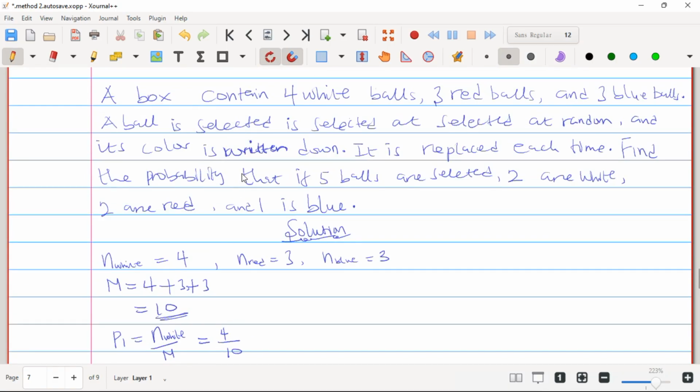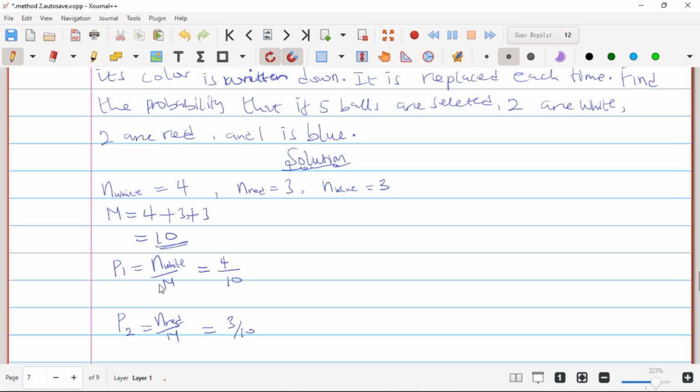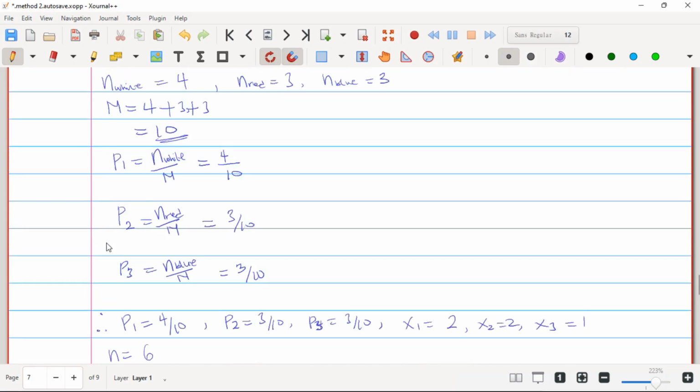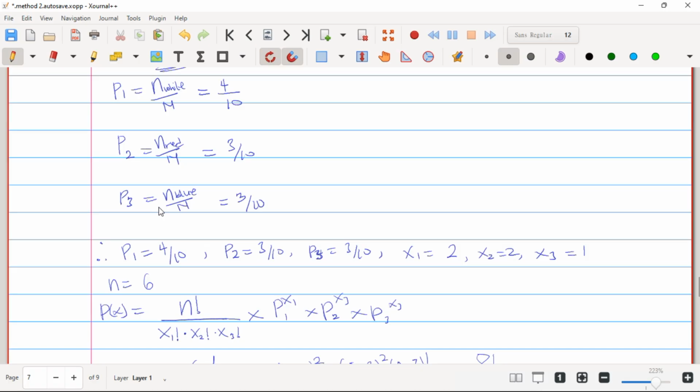If you want the probability for the white ball, that will represent P1. That will be the number of white balls inside the box over the total number of balls inside the box. So P1 will be 4 divided by 10. Then P2 will be the probability for the red ball, so it will be the number of red balls inside the box divided by the total number of balls inside the box, which is 3 divided by 10. And then P3 will be n blue divided by n, which will also give us 3 divided by 10. So this will be our probabilities.